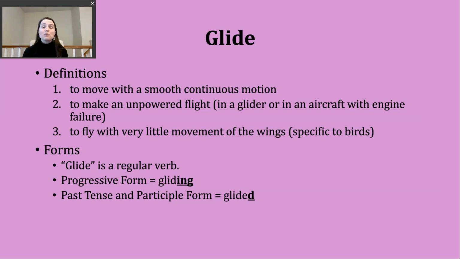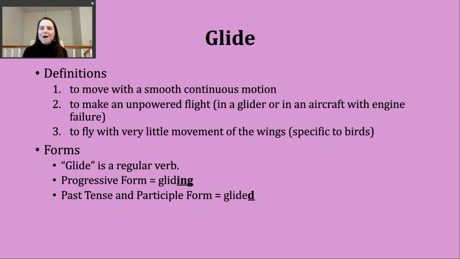A second way you might hear glide used is to mean to make an unpowered flight. There are devices, and we'll look at them a little later, that allow you to move through the air. Those are called gliders, and you can probably tell that's a noun we'll talk about in a second. But sometimes we use this verb to describe what an airplane does when its engine isn't working, when it isn't able to power it forward.